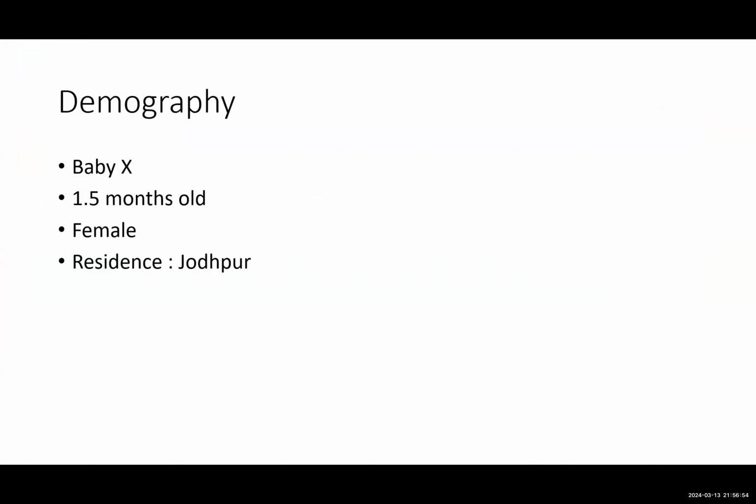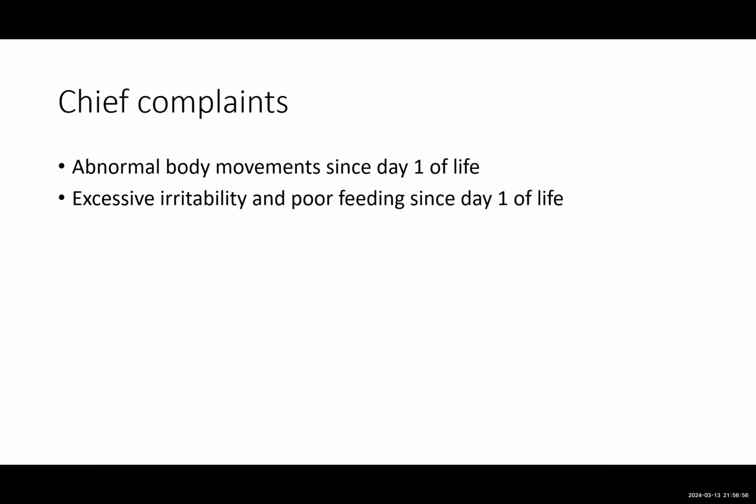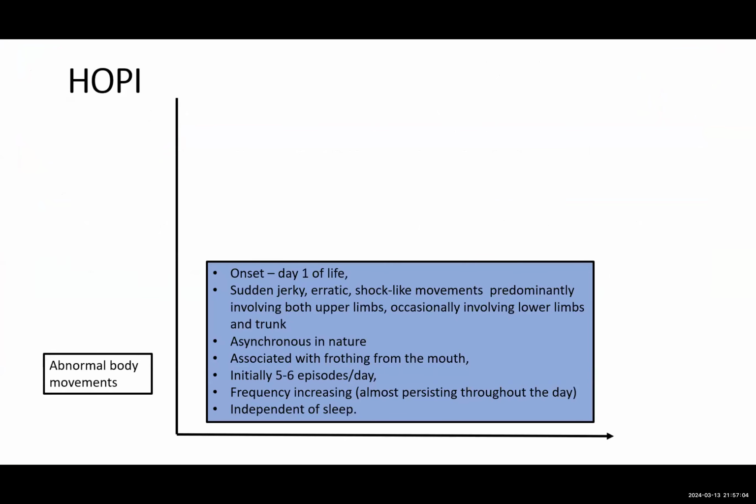Today I'll be presenting an interesting case of early onset epileptic encephalopathy. We had a 1.5-month-old female baby, resident of Jodhpur, who came with chief complaints of abnormal body movements from birth, and excessive irritability and poor feeding since day 1 of life. The abnormal body movements began on day 1 of life. These were sudden, jerky, erratic, shock-like movements, predominantly involving the upper limbs, occasionally the lower limbs and trunk also. They are asynchronous in nature and associated with frothing from the mouth.